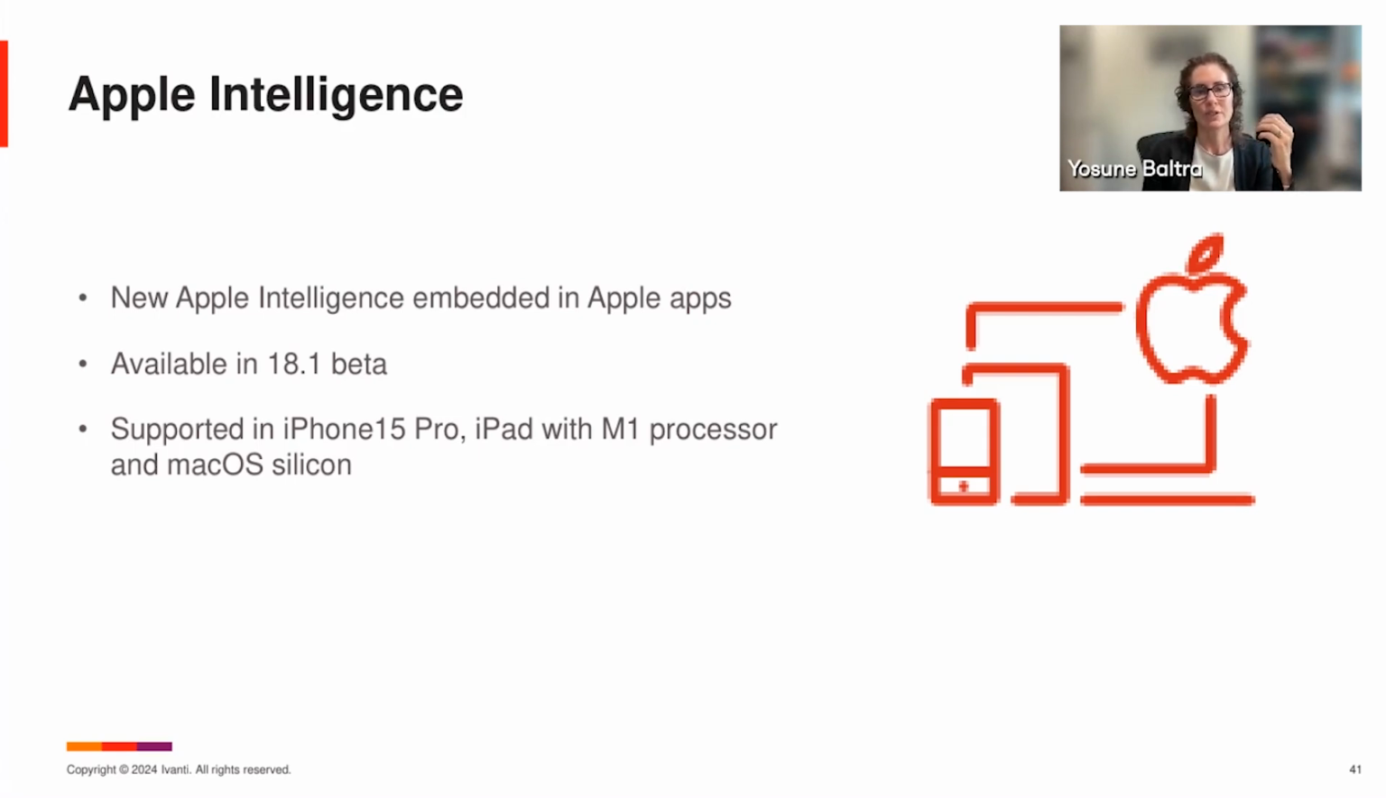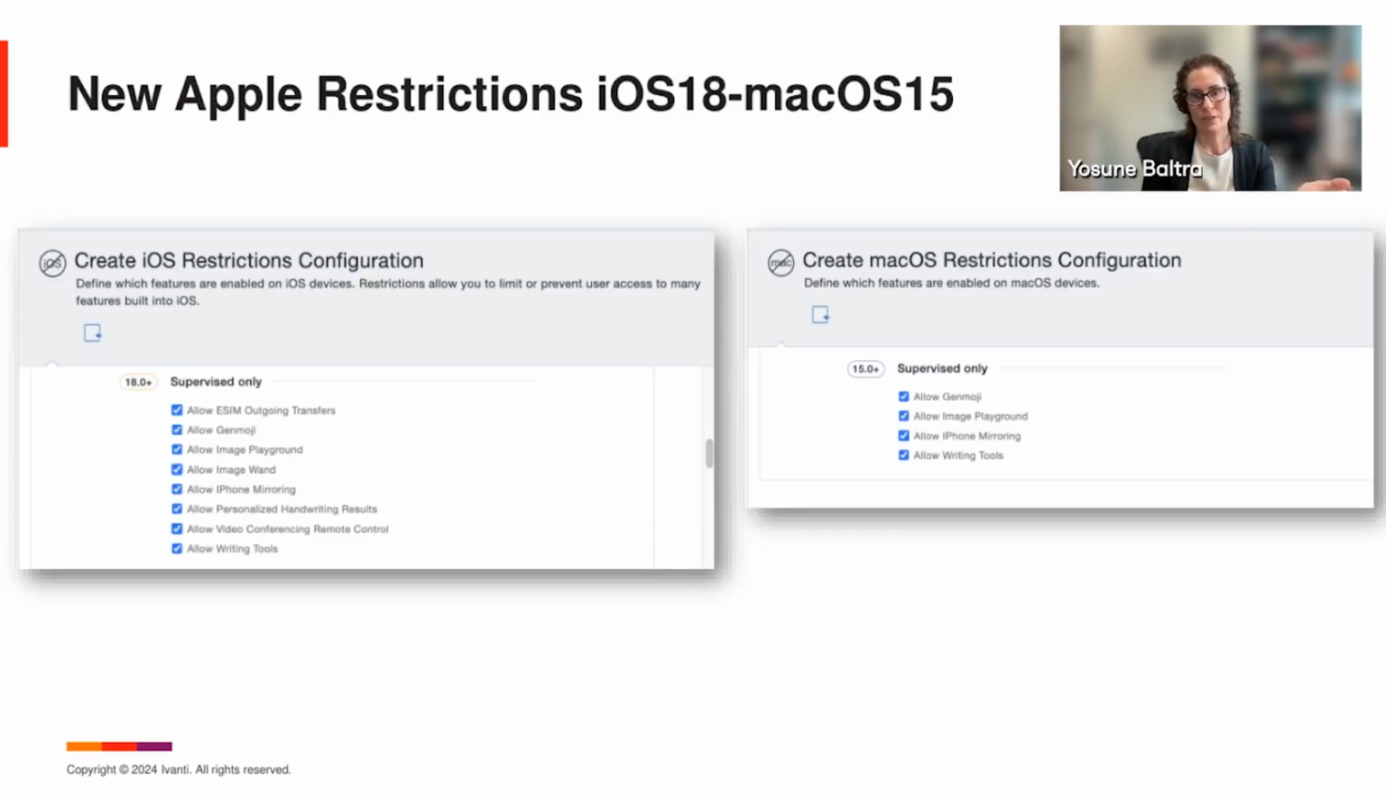It will only be available for the iPhone 15 Pro, of course, iPhone 16 Plus, the iPads with M1 processor, and macOS with silicon chips. What I want to mention here is I know some customers have concerns about how Apple Intelligence will leverage your data. That's why Apple released some configuration restrictions to be able to block or restrict these features until you feel comfortable to release them to your end users.